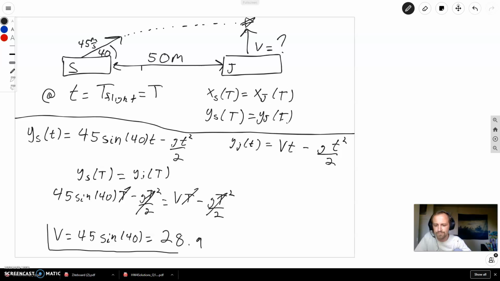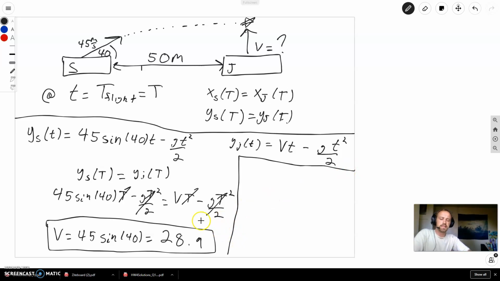And that's our answer. Now you might be thinking I got away with something here. Maybe I cheated or something. But nope, we're fine. And the reason is because I still have this undetermined time. So if I force my other condition, remember I have these two conditions, that will just determine what time they meet. But the y velocity is totally determined by this equation.